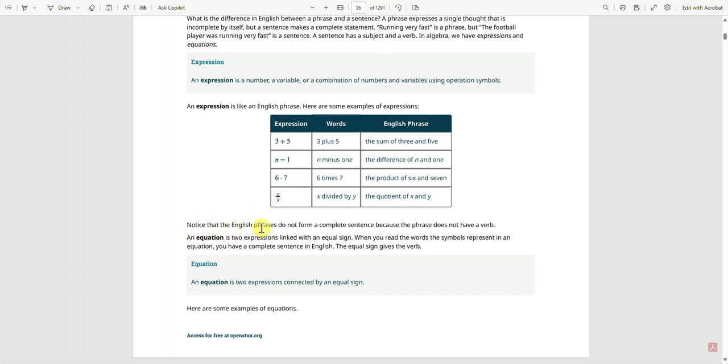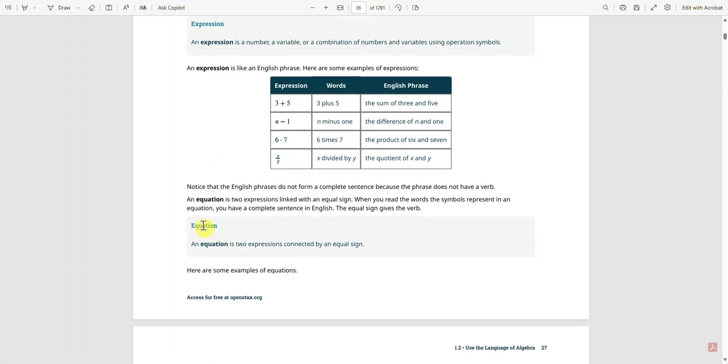Notice that the English phrases over here on the side column do not form a complete sentence because the phrase does not have a verb. These phrases are not sentences. They're expressions in algebra. And so if an expression is like a phrase, well then what's like a sentence? An equation is like a sentence.